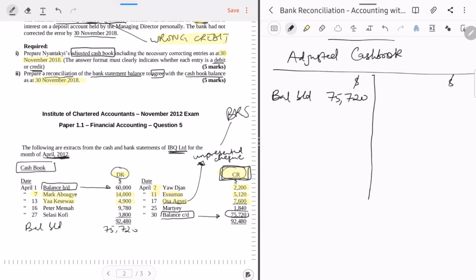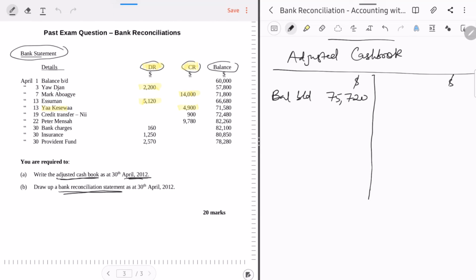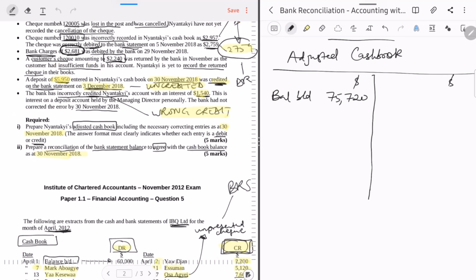Let's continue. On the 16th, we have Peter Mensa of 9,780 debit side, right? So let's go and see the credit side. Is there 9,780? Yes. So the 9,780 is here. So that figure is also fine. Nothing to adjust. Let's continue.